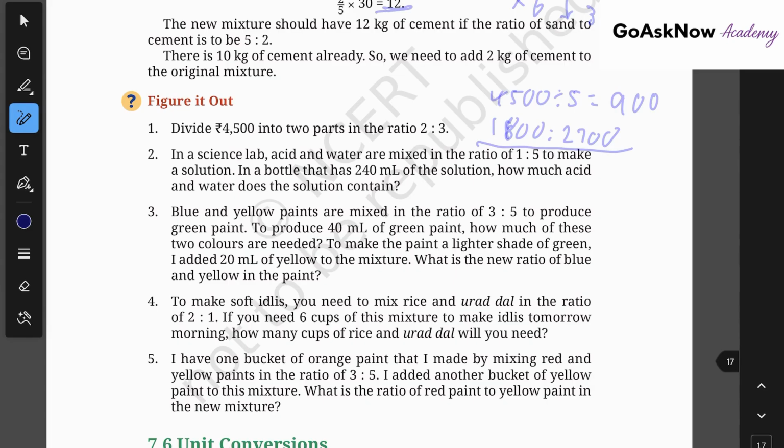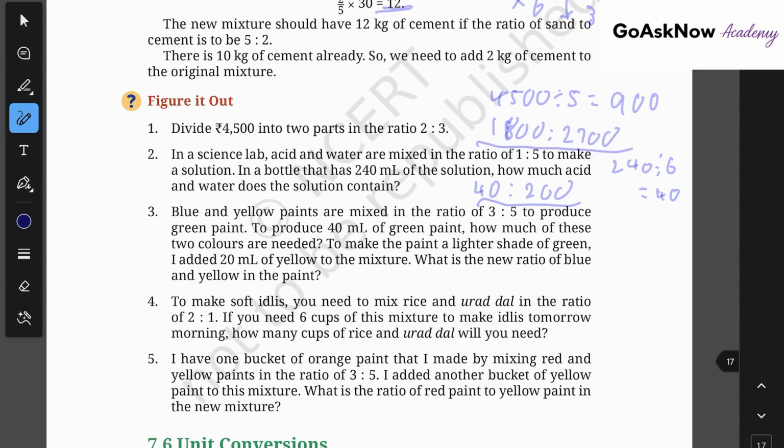Sorry. Question 2. So there is 1 group of acid and 5 groups of water. So the total number of groups is 6. So you do 240 divided by 6, which you should get 40. So 1 group is 40. So there is 40 millimeters of acid, and 40 times 5 groups, that is 200 groups of water. So this should be your final answer for question 2.